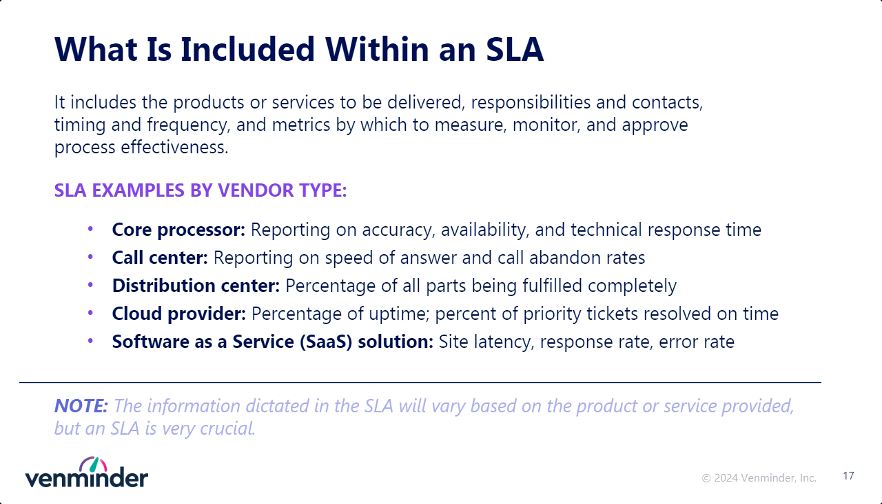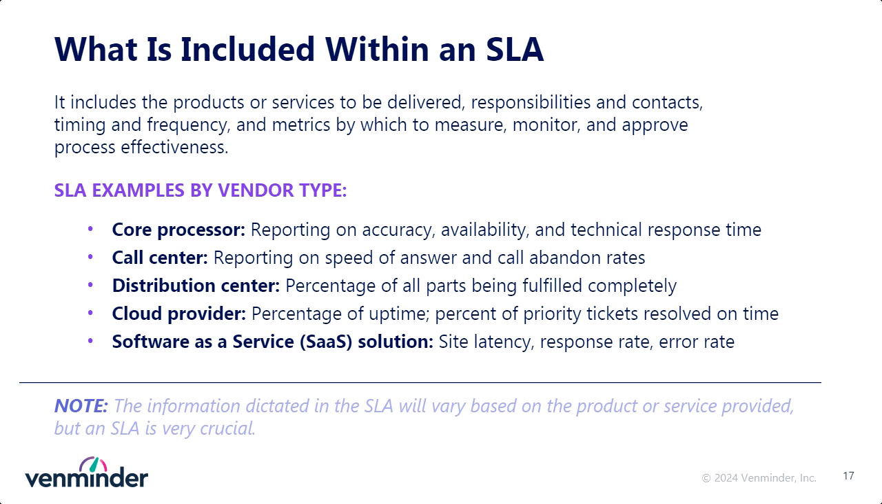So to continue with what I just said about having the right people who know what should be expected with that SLA help write the SLA, here's just a couple of examples by vendor type of what you might be including in an SLA. For a core processor, it could include reporting on accuracy and availability and maybe technical response time. Maybe for a call center, you're certainly going to be looking at reporting on speed of answer and call abandon rates. There's probably other things you'd be looking for as well, service, etc.